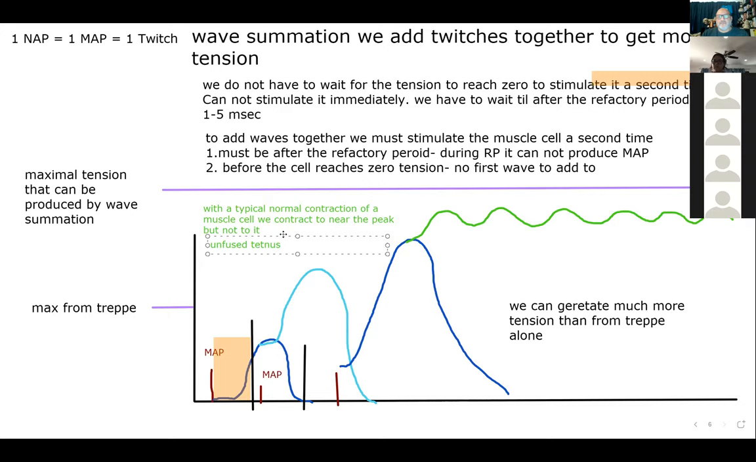Now, is it possible to get the muscle cell to contract at the peak? Oops. All right, that was horrible. I'll cheat. Not at, but maybe near. So no, I'm saying at. Is it possible to get the muscle cell to contract at the peak level? What do you think? Probably. It turns out you can, and that would be what we would call a complete or a fused tetanus.